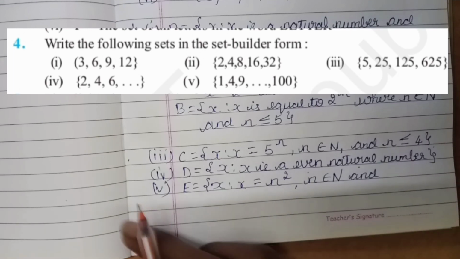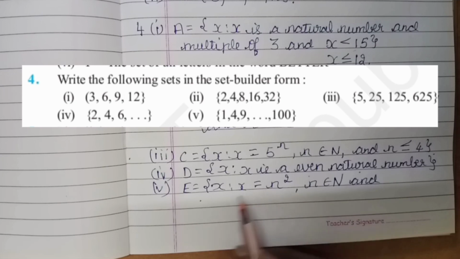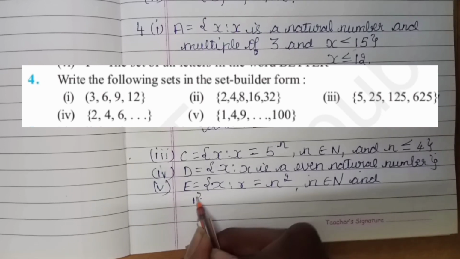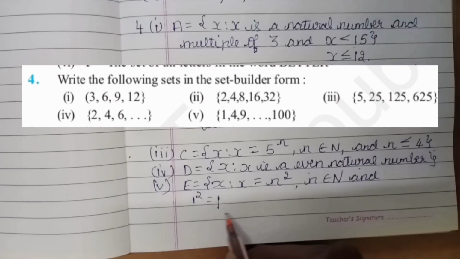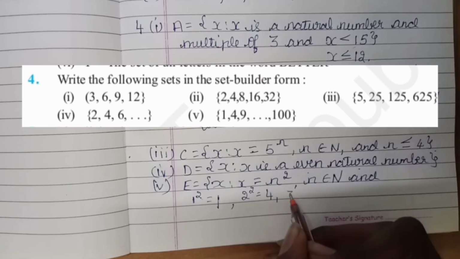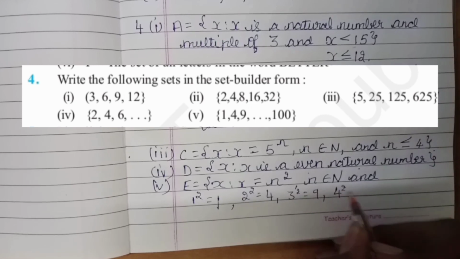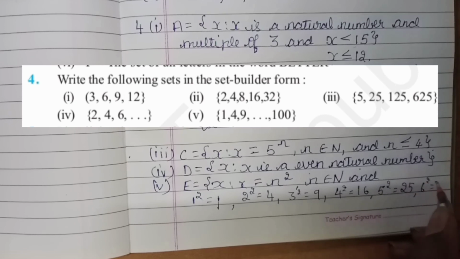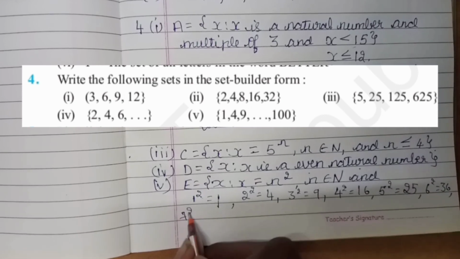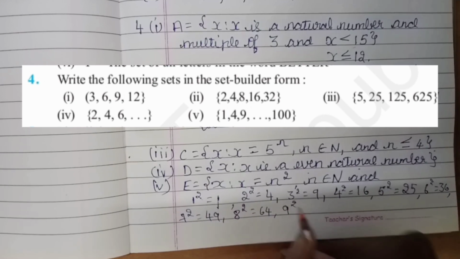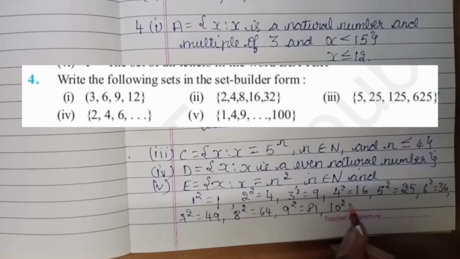N square will apply. Here, for a more detailed answer, apply 1 in the place of n and check your answer. 1 square is equal to 1 and 2 square is equal to 4 and 3 square is equal to 9 and 4 square is equal to 16 and 5 square is equal to 25 and 6 square is equal to 36 and 7 square is equal to 49 and 8 square is equal to 64 and 9 square is equal to 81. 10 square is equal to 100.